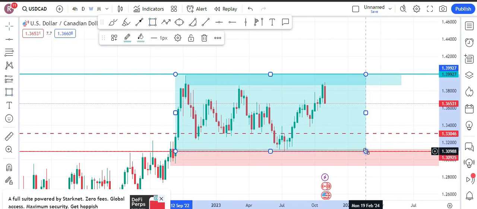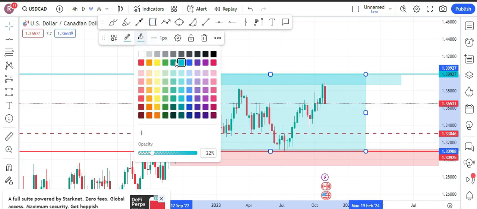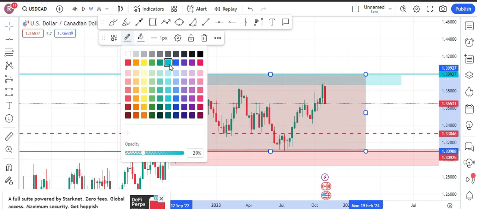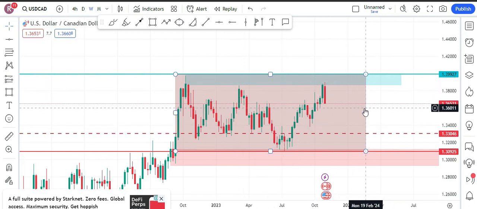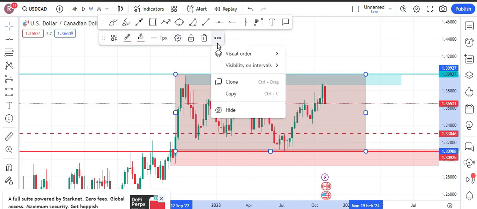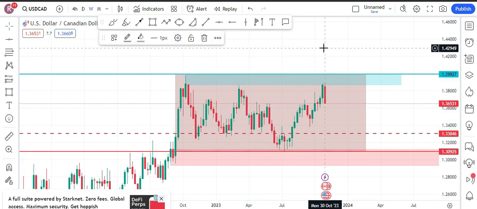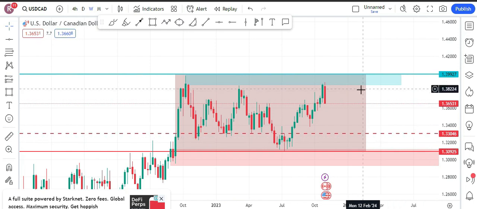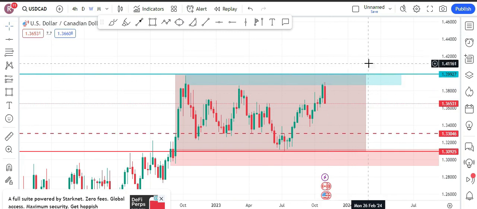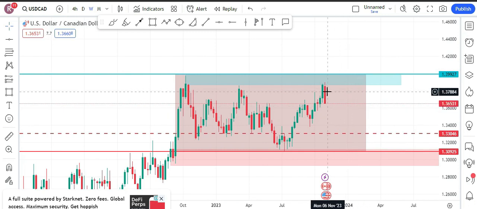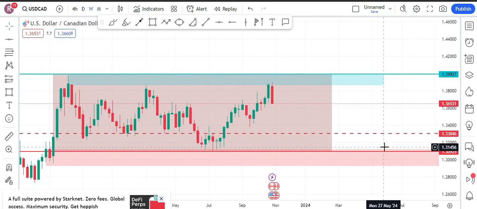So the market is ranging for so many weeks. Let's change the color of it a little bit. So this is the range the market has been in for a long time. Now, as this double top has formed, what will happen? Will it be able to break out of it, or will it come down? We still don't know.